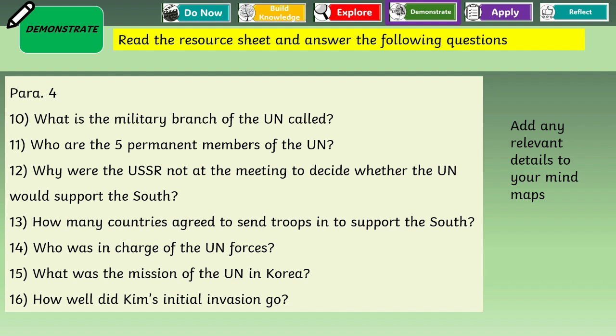And question 16, how well did Kim's initial invasion go? So you're looking for evidence of success and failures on Kim's starting, the initial go, before other people got involved. Then if you want to add any relevant details to your mind map that you didn't get down, that you think are important to help you explain, especially from the resource sheet, do that as well. Remember, you pause the videos as you need to.